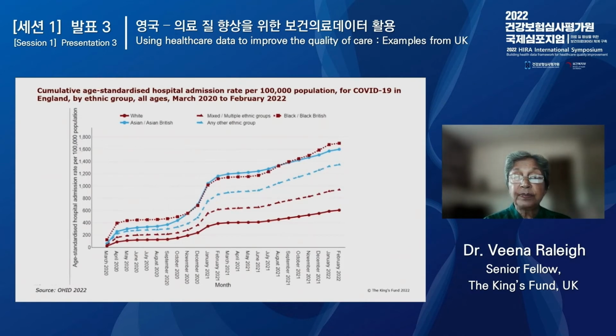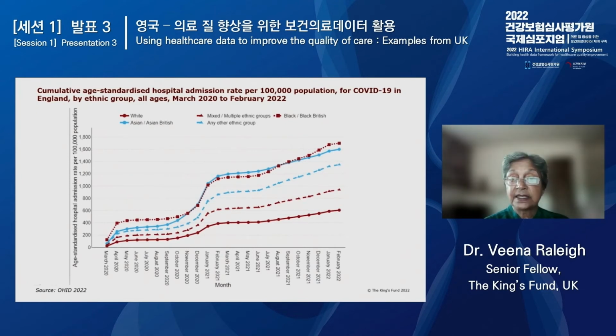Now, this is an example. I'd mentioned earlier that inequalities is a big concern in the UK. And this shows cumulative age-standardized hospital admission rates per 100,000 population for COVID-19 in England by ethnic group. So the lowest line at the bottom, which is the red line with the dots in it, is the admission rate for COVID-19 in the white population.